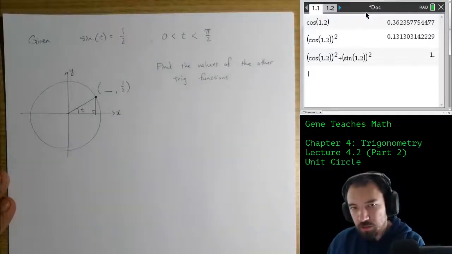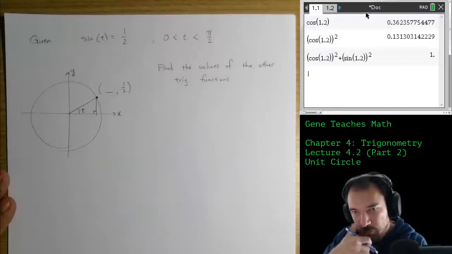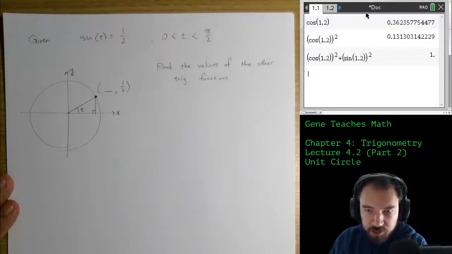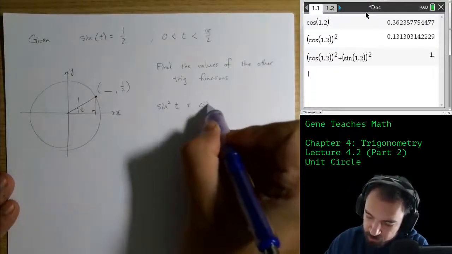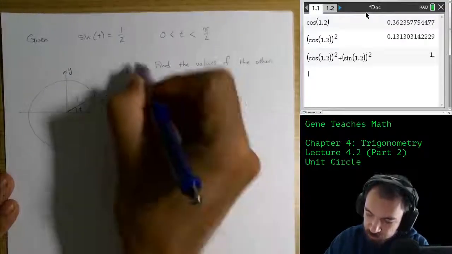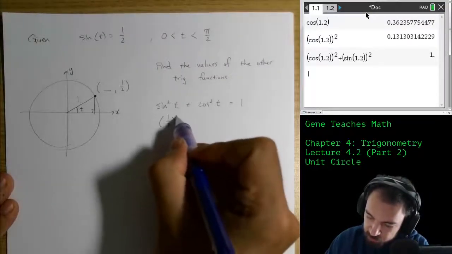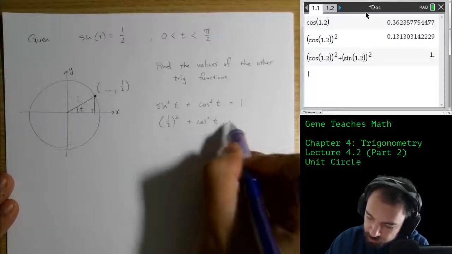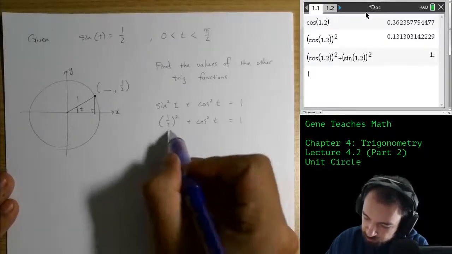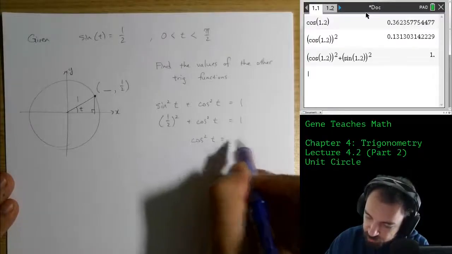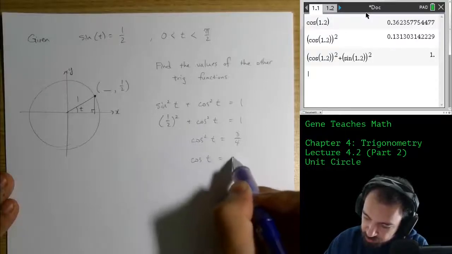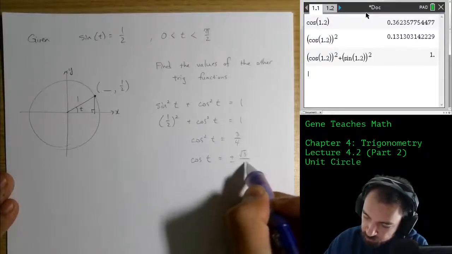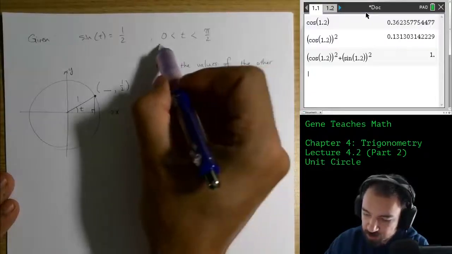Well, this time we only have one value, but perhaps we can invoke a Pythagorean identity, saying that the hypotenuse is 1. We could write down sine squared t plus cosine squared t equals 1. Then we would substitute: 1/2 squared plus cosine squared t equals 1. Subtract the 1/4, we get cosine squared t equals 3/4. Then square root both sides, we get cosine of t is potentially plus or minus root 3 over 2. But this is where this information comes in.